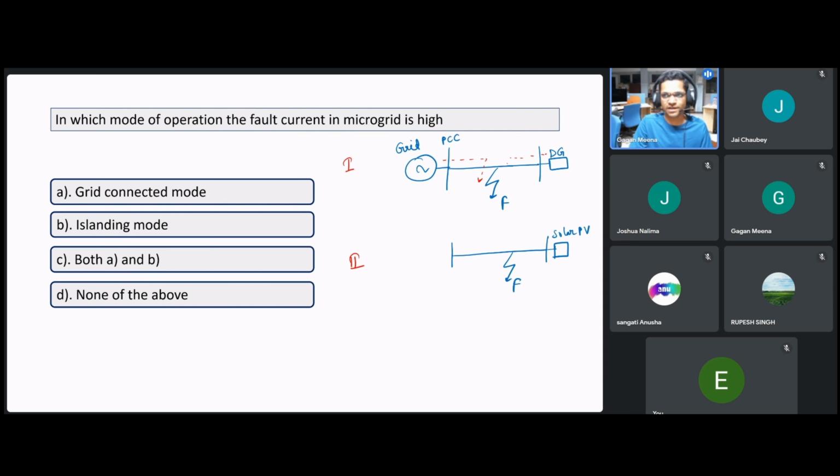So here there are two currents. One is from main grid and one from this DG. And here we have only one current from the solar PV. And that too is limited to 2.02 per unit.